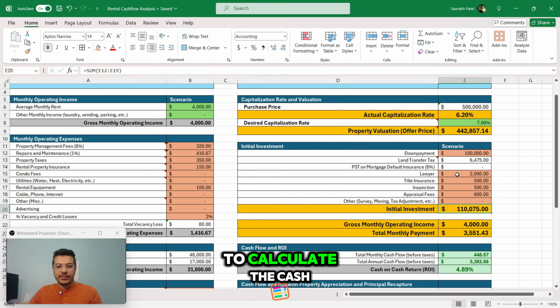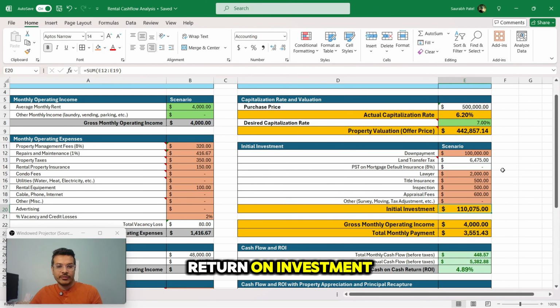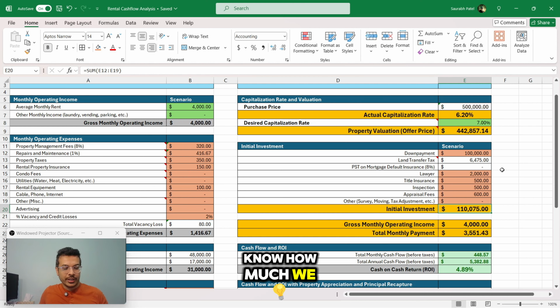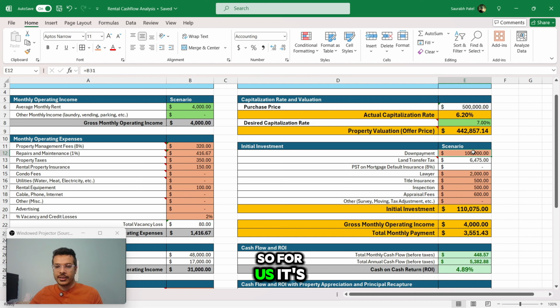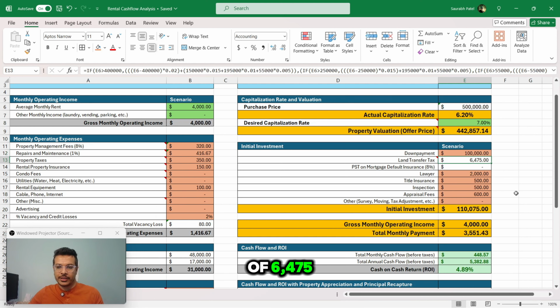So to calculate the cash on cash return, or return on investment, we first need to know how much we invested in that property, and that comes from the property acquisition cost. So for us, it's $100,000 on down payment, then land transfer tax of 6,475, and we are also assuming that this property is not in Toronto, because if it's Toronto, then you have to pay the same amount of municipal tax. So basically, double the land transfer tax on that.